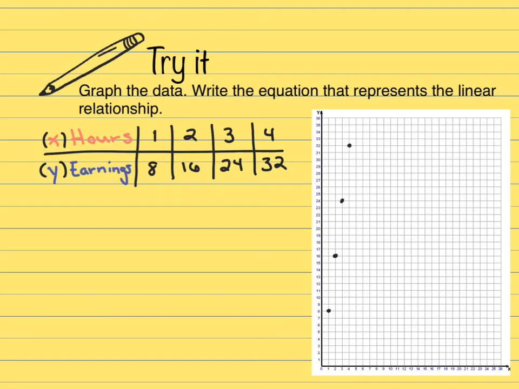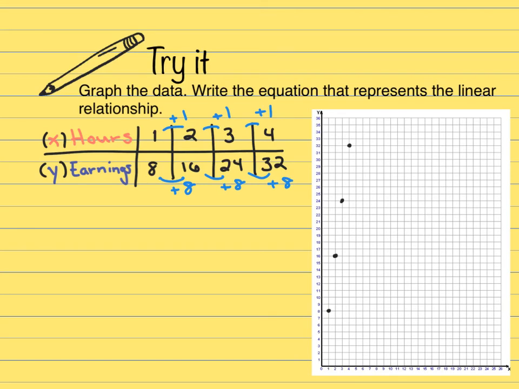We need to find the slope, and we can do that by looking at our table of values to find the constant rate of change. We're comparing hours to the money that we are earning. Now, hours has a constant rate of change of 1. And our earnings have a constant rate of change of 8.